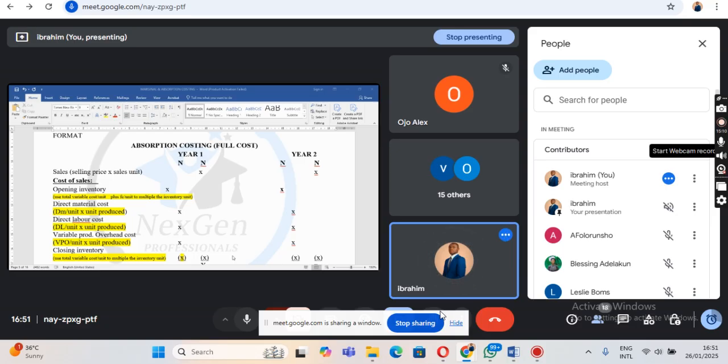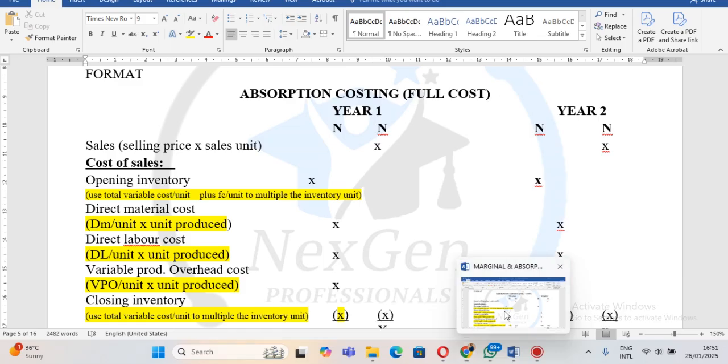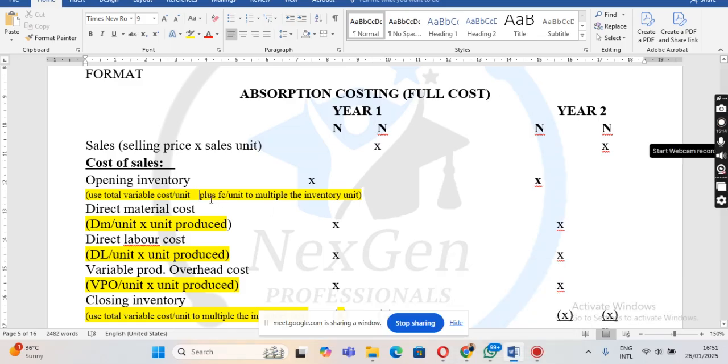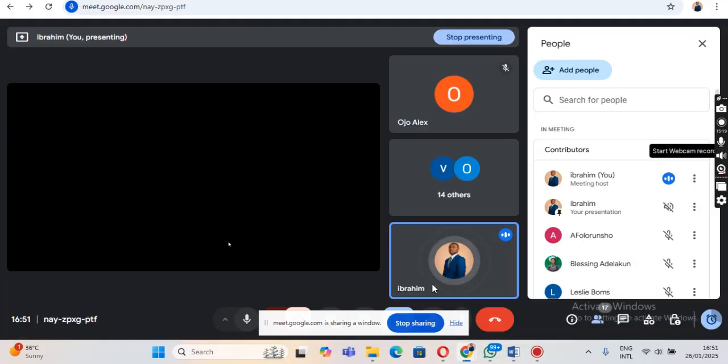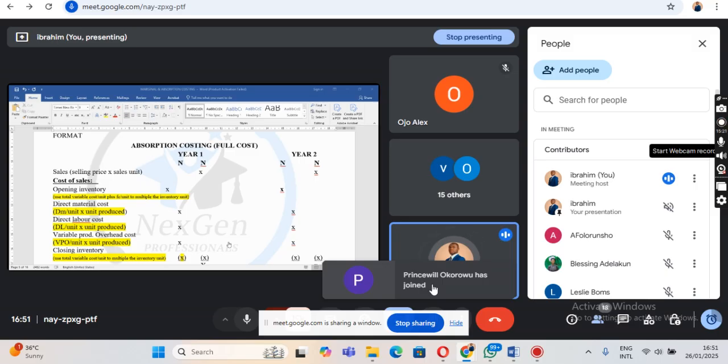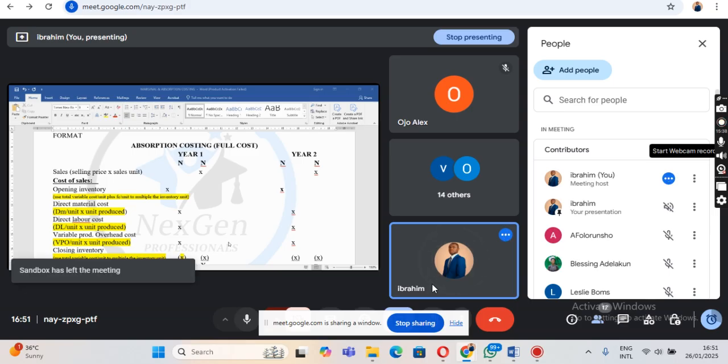Then plus you add the fixed cost, plus your fixed cost per unit, which is your OAR. Your fixed cost per unit is your OAR, your predetermined rate. We will determine that now, class. That is your first step, right? You need to determine the total variable cost per unit as well as the fixed cost per unit. That will be your first step.